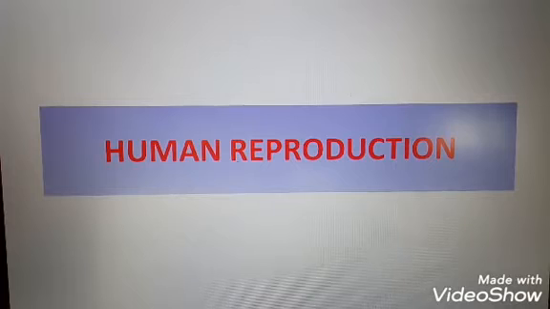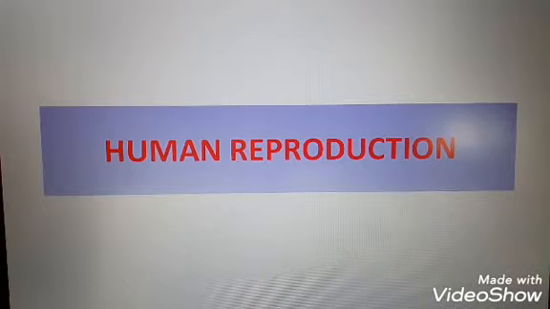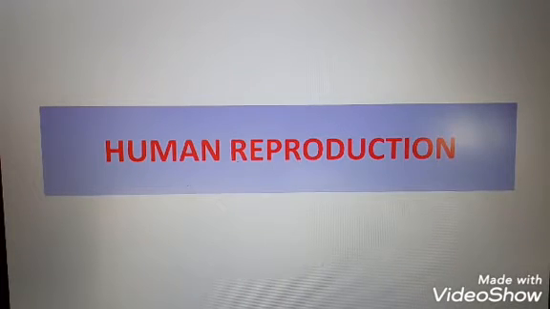Next question is, mention the fate of corpus luteum and its effect on the uterus in the absence of fertilization of the ovum in the human female. In the absence of fertilization, the corpus luteum degenerates, and this causes disintegration of the endometrium and leads to menstruation. Next question is, explain the events that follow fertilization. That portion I didn't take, so I am not reading that question here.